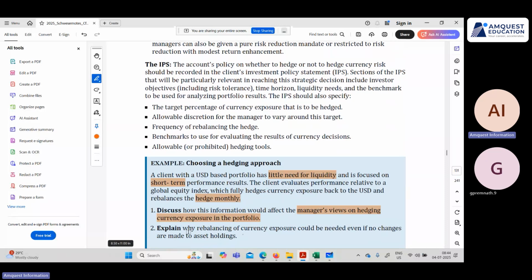It says, explain why rebalancing of currency exposure could be needed even if no changes are made to asset holdings. Rebalancing basically means, you understand what rebalancing means, right? Okay, what do you think about this? Basically, this is to your same last point where you said that in the short term, he's taking advantage of it. But in the long term, he needs to adjust and come back to the fully hedged position that the benchmark has.